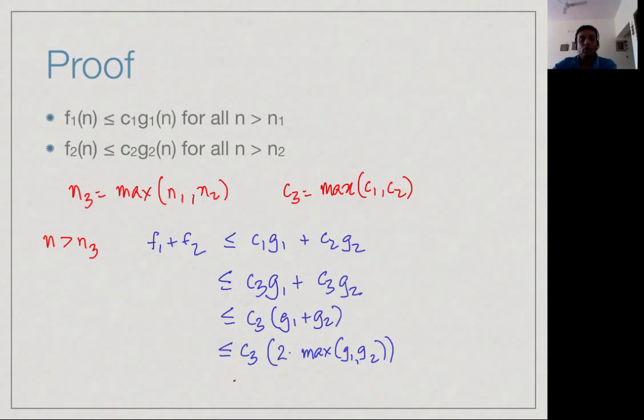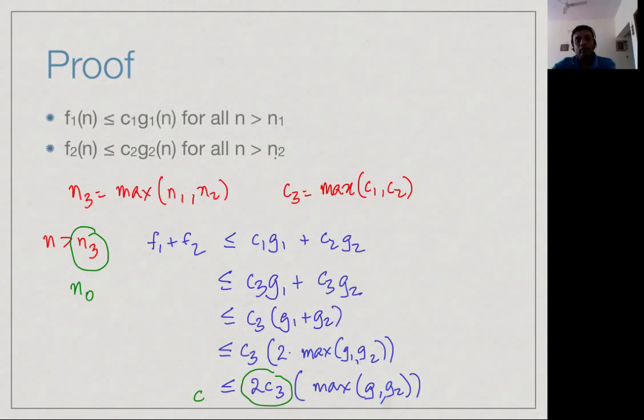Right? Now I can take this 2 out and say that therefore this is less than or equal to 2c3 times max of g1 g2. Right? So now if I take this as my n0 and this as my c, then I have established that for every n bigger than n0, namely max of n1 and n2, there is a constant which is 2 times the max of c1, c2 such that f1 plus f2 is dominated by c times max of g1, g2.